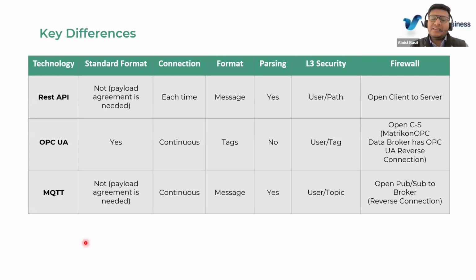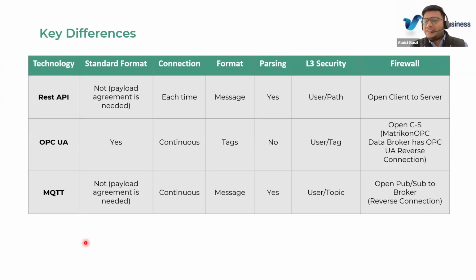The third difference, the format in case of REST and MQTT is based on message. You have a message with a body and with everything, but in case of OPC UA, you have OPC tags. So this is the reason you require parsing when you receive a message using REST API or MQTT technology. But in case of OPC UA, the message does not need any kind of parsing, because it's based on tags. Parsing means you want to decode the message which you are receiving from the server, or in case of MQTT, from the publisher.